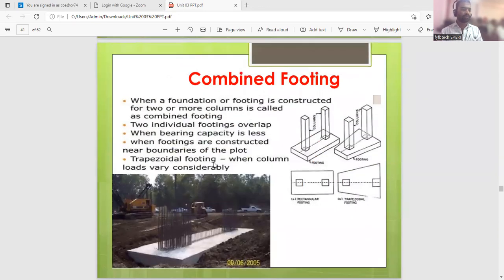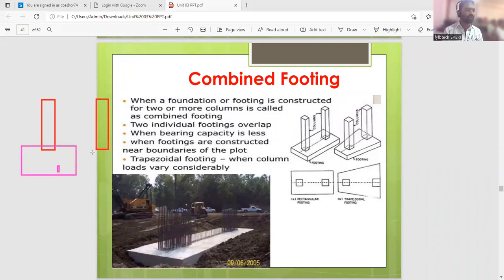Then, if there is a column, think that this is one column, and think that this is one column. If I give the individual footing, this much is the individual footing required, and for the second column, this much is the individual footing required. There is overlapping, correct? So in order to avoid this overlapping, we are going for the combined footing for these two.